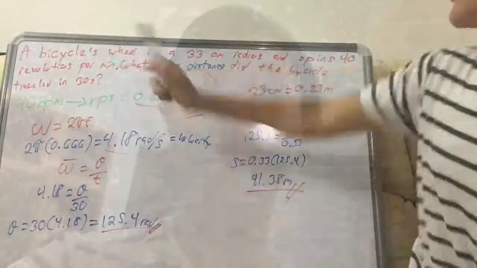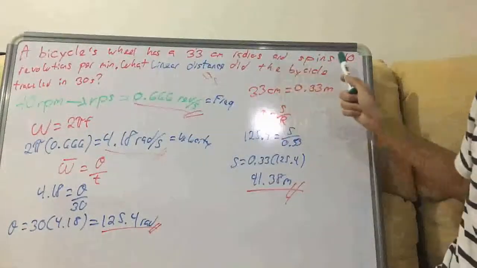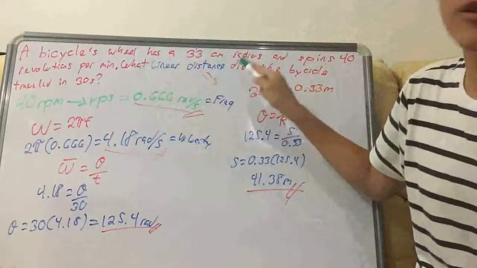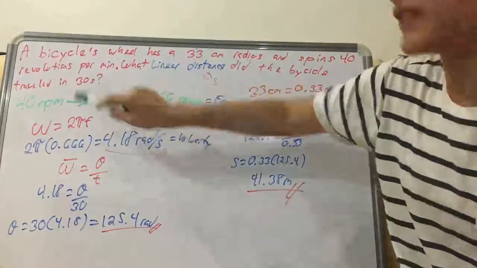Okay, so we're almost done. We're just going to go to the example of a uniform circular movement. I'm trying my best. So a bicycle wheel has a 33 centimeters radius and it spins at 40 revolutions per minute. What linear distance, which is equal to s, did the bicycle travel in 30 seconds?